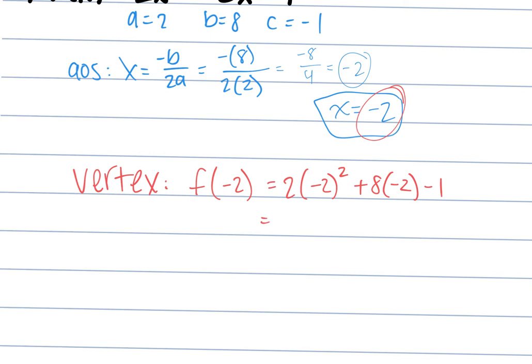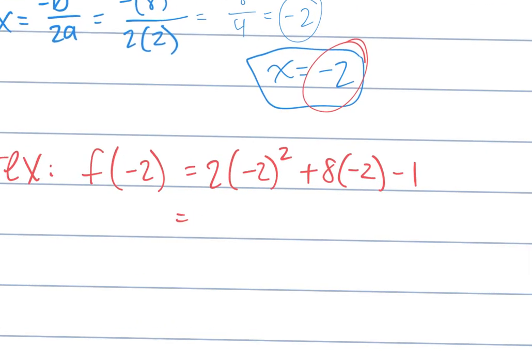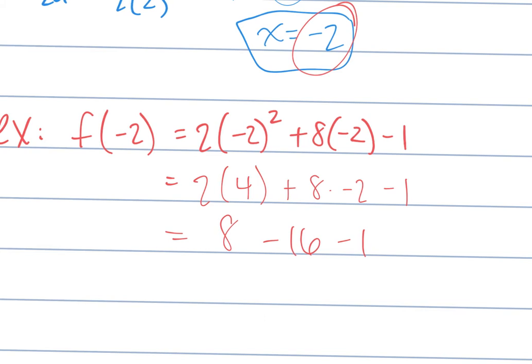All right, so once we plug in negative 2, someone help me out. What am I going to do here? Daniel, go for it. So you do negative 2 squared first, which would be 4. Why do I do that first? Good. And then it'd be 8. So this is going to be 8. And then 8 times negative 2 is negative 16, so it'd be 8 minus 16, and then minus 1. Try it again. So 8 minus 16 gives me what? Negative 8. Negative 8 minus 1, which gives me negative 9.